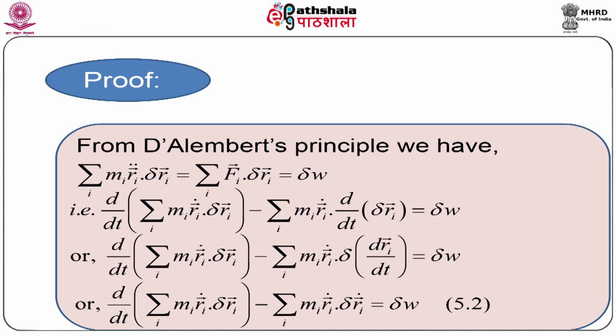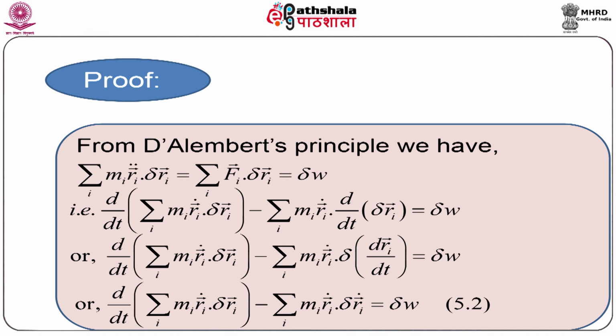Now, summation over i of mi ri vector double dot dot delta ri vector can be written as ddt of summation over i of mi ri vector dot dot delta ri vector. If we take the derivative, we get two terms here, but in the previous equation on the left hand side we have only one, so we have to subtract one term, which has been written on the left hand side as the second term.